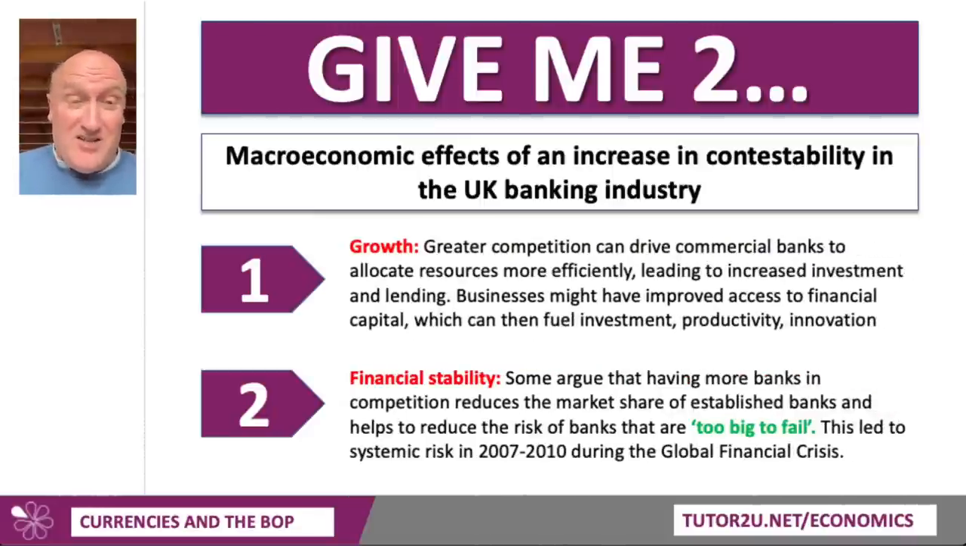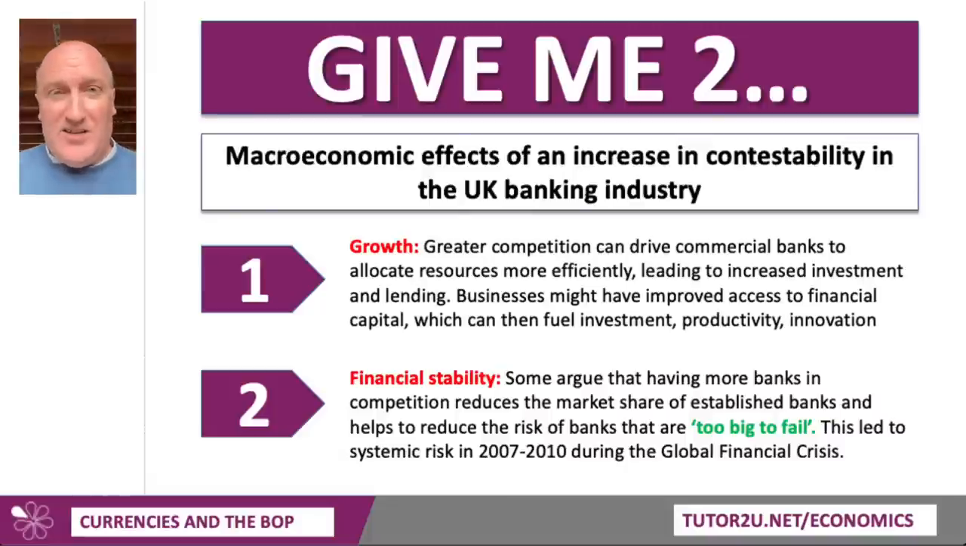Here are my points. I went for growth and stability. I think Laura Samatova made one of the best points I think I've ever seen on these live streams. So if you can bring Laura's point up again. Greater competition can drive commercial banks to allocate resources more efficiently. So a lot of people talking about allocative efficiency, increased investment. Businesses might be able to tap into these challenger banks. A lot of small businesses complain they can't get business loans, they can't get financial credit and trade credit. So maybe that could drive investment, productivity and innovation.